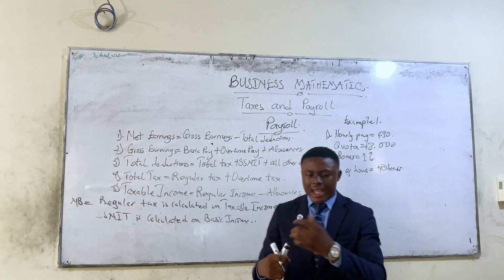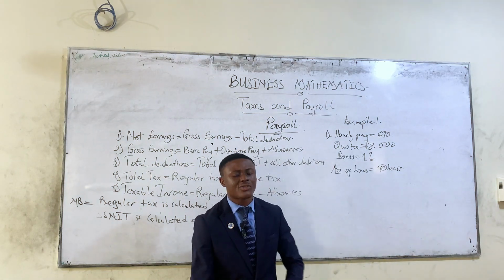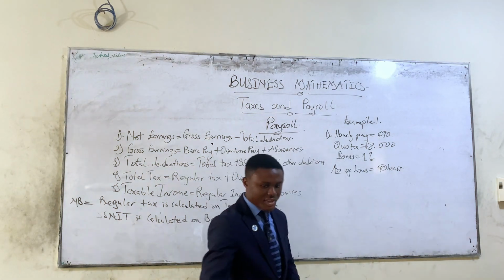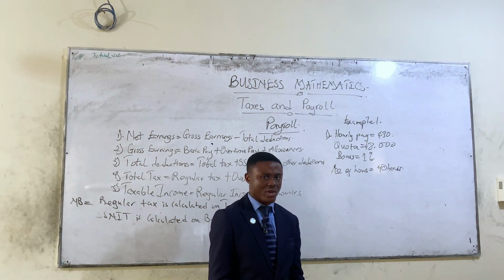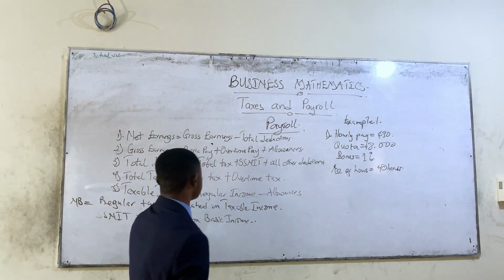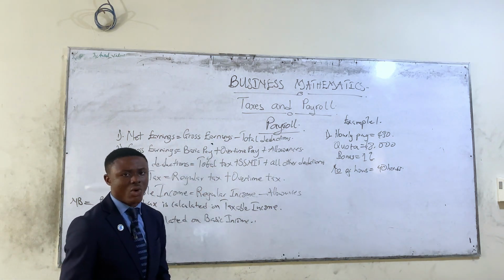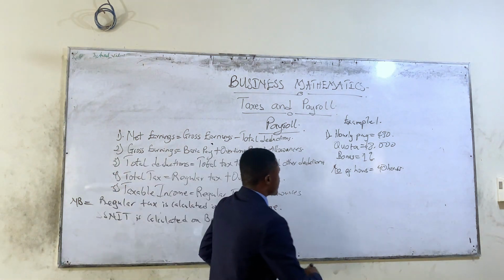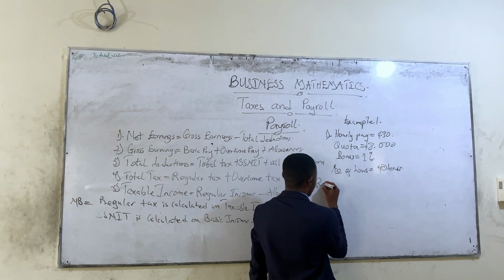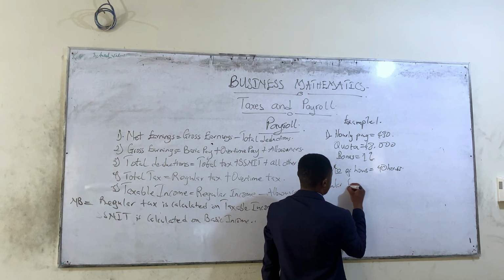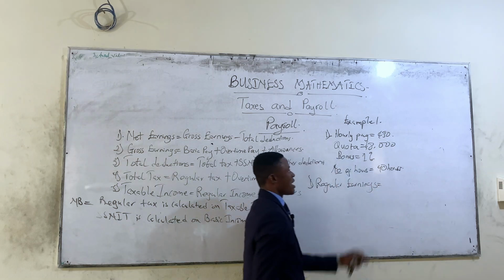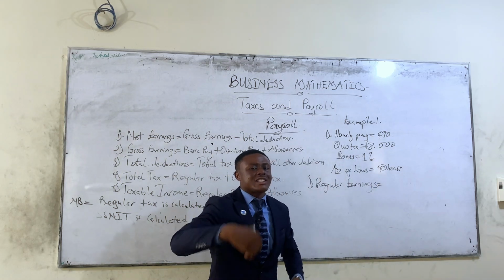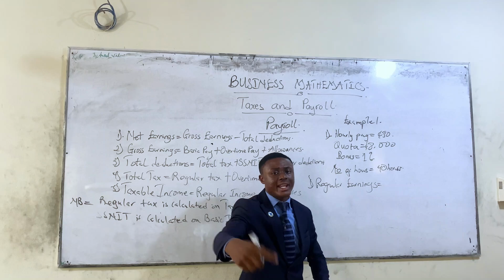Great. So here the question wants us to find what? His regular earning. How do we find his regular earning? His regular earning becomes his what? His basic pay. What then is his basic pay? So his regular earnings is the number of hours that he was expected to work in a week.